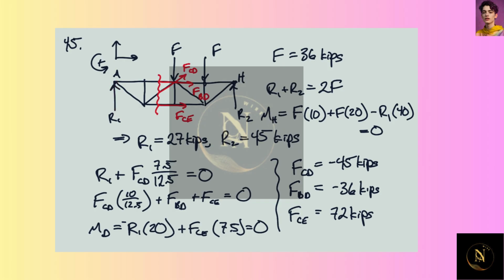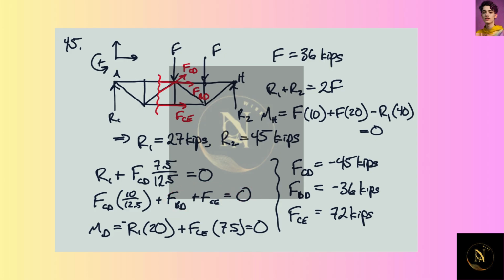So now when we cut this, we can just look at this half here, or this section to the left. And so in the Y direction, we have R1. And then the Y component of FCD, which is 7.5 over 12.5, just because of the length of this triangle here. And then in the X direction, we have the X component of FCD, which is 10 over 12.5, again, from this triangle here. And we have FCE and FBD, that has to sum to 0.